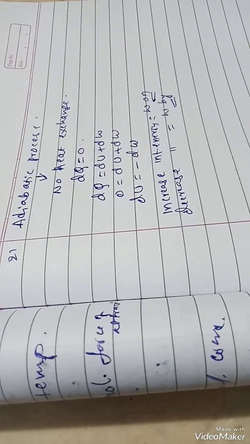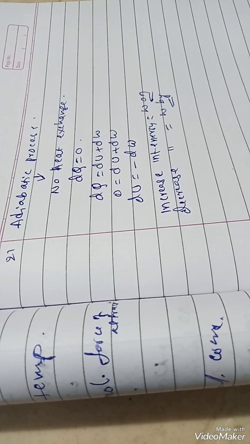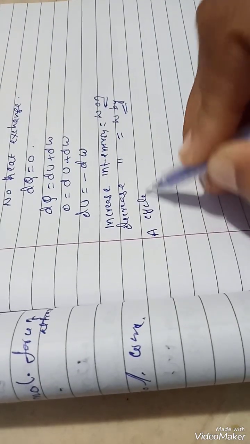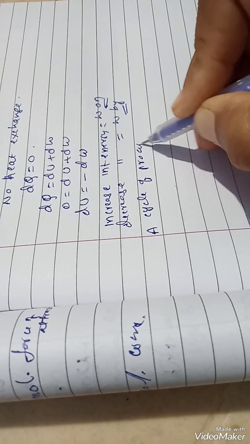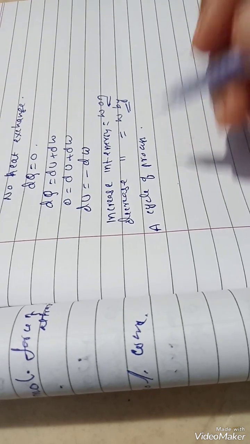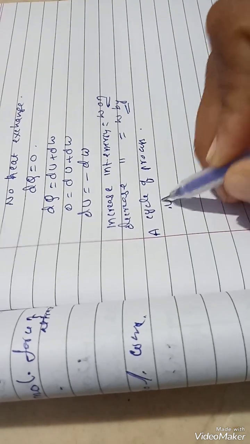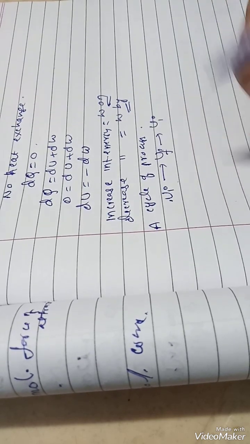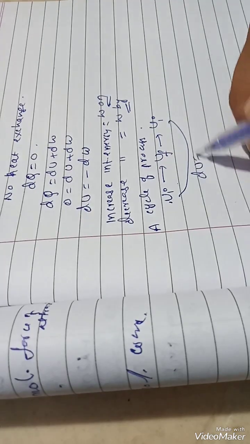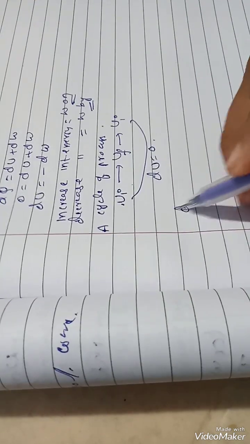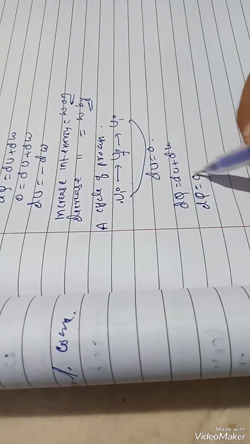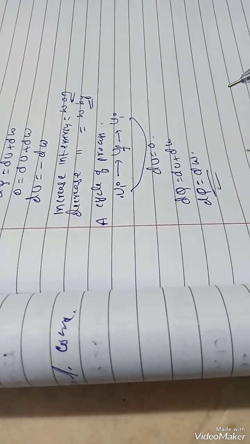Alright. Now next, cyclic process. The next application, a cycle of process. So for cycle of process, what happens? Internal energy goes from initial value to final value, again final value to initial value, means change in internal energy will be equal to 0, no? So dq equal to du plus dw. So again dq will be equal to dw for cycle of process.